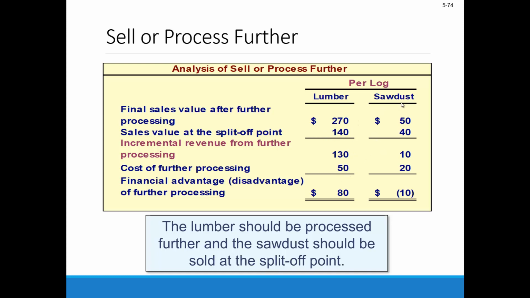Let's look at the sawdust potential product then instead. So that sales value after further processing, the Presto logs, was $50. Sales value of the raw sawdust was $40, so we've got incremental revenue of just $10. And it would cost us $20 to do that processing, to turn the sawdust into the Presto logs. So our potential financial disadvantage on that side is $10. So all things equal, and again assuming we have demand for those particular products, we would want to process the lumber further into finished lumber, and we would want to sell the sawdust at split-off point as the raw sawdust. We would not want to process that into the Presto logs.